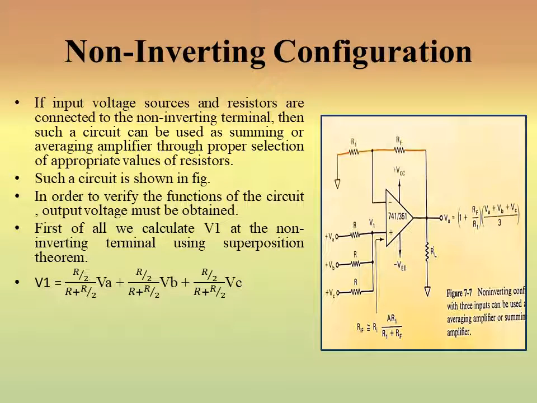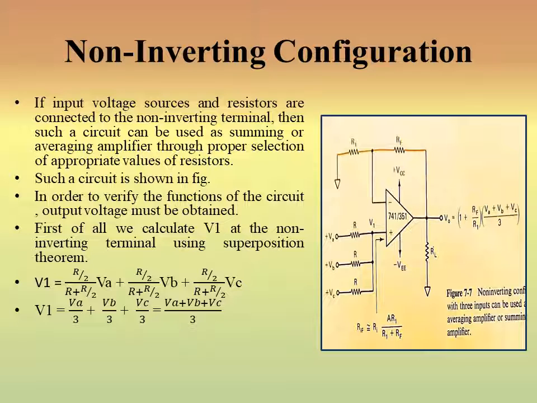So following this principle, we calculate V1. V1 is simply R by 2 upon R plus R by 2 into VA, plus R by 2 upon R plus R by 2 into VB, plus R by 2 upon R plus R by 2 into VC. So in this way we have calculated V1 using superposition theorem. Now on simplifying V1, we finally obtain VA plus VB plus VC upon 3. So V1 is simply equal to VA plus VB plus VC upon 3.